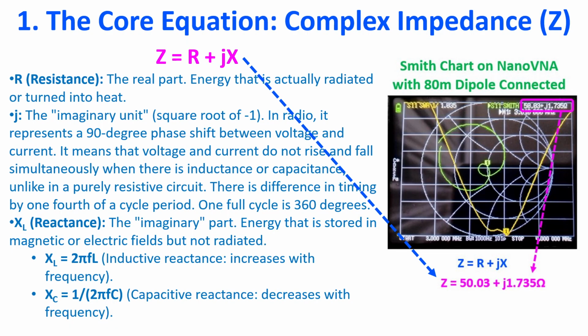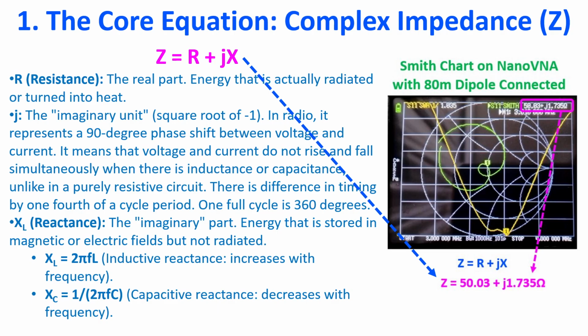In a direct current circuit, resistance is symbol R. In an alternating current circuit, like radio, we use impedance, which is a complex number, also called a 2D number. Z, the impedance, is equal to R, the resistance, plus J into X. R is resistance, the real part, energy that is actually radiated or turned into heat.